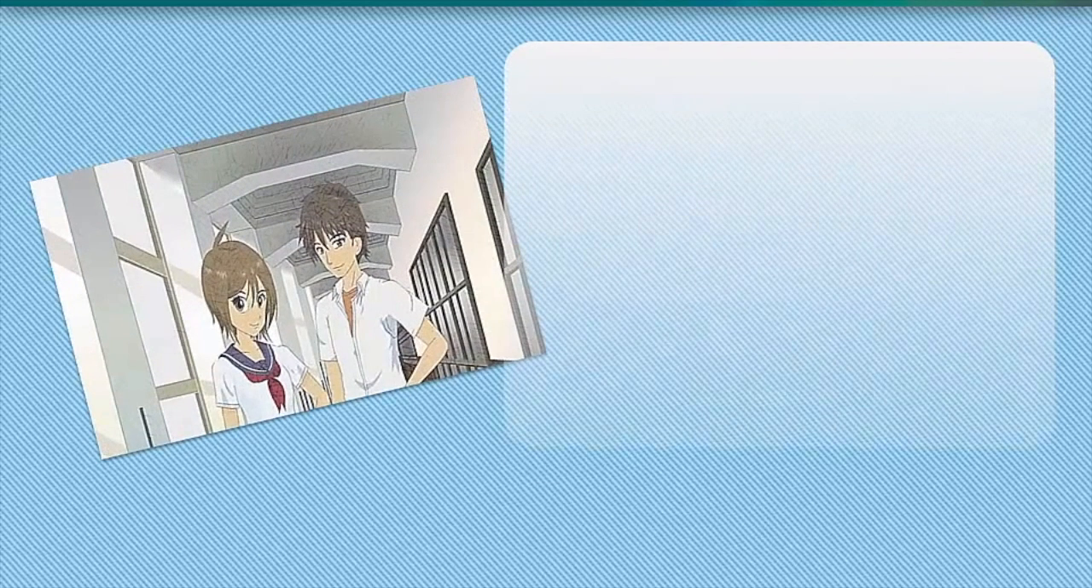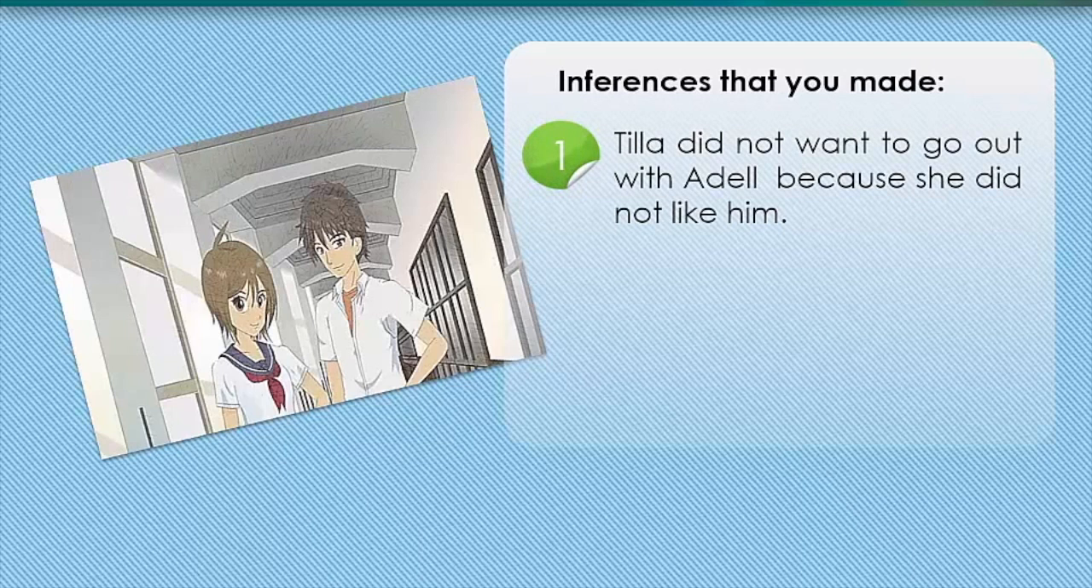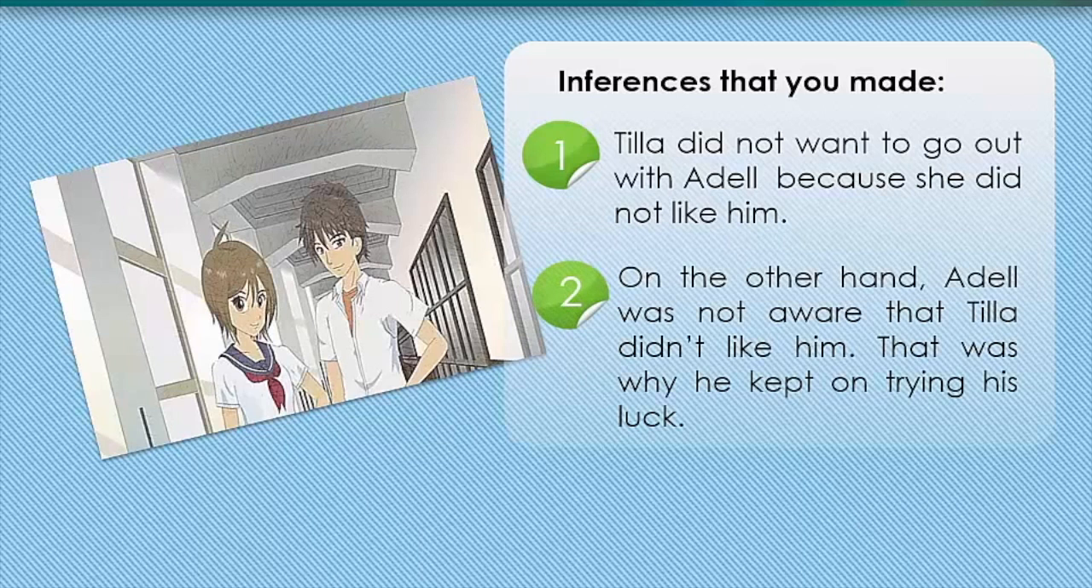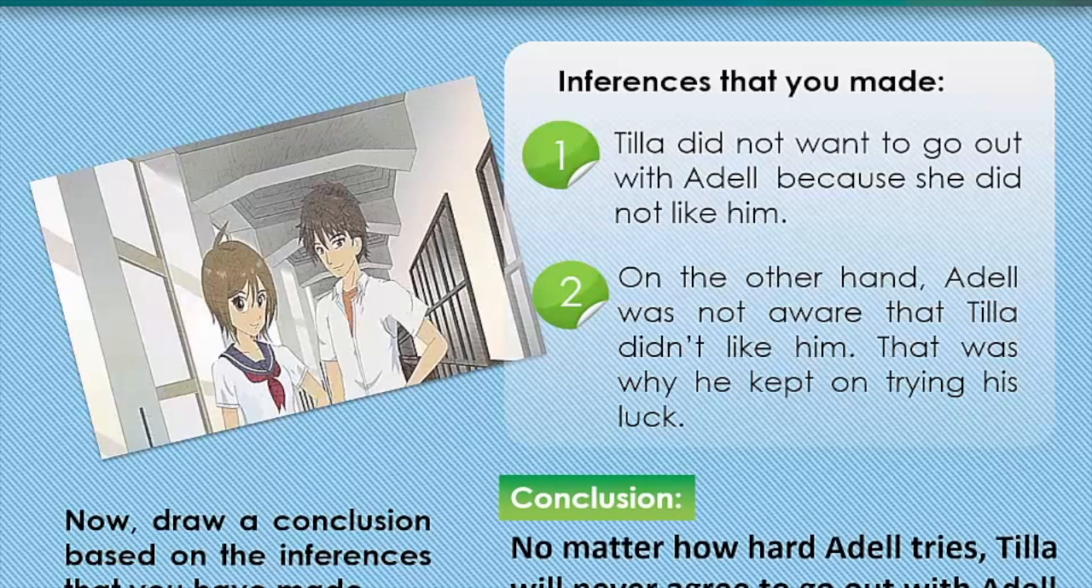These are the inferences you made earlier. You are making an inference that Tila did not want to go out with Adele because she did not like him. On the other hand, Adele was not aware that Tila didn't like him. That was why he kept on trying his luck. Now, draw a conclusion based on the inferences that you have made. The conclusion is, no matter how hard Adele tries, Tila will never agree to go out with him.